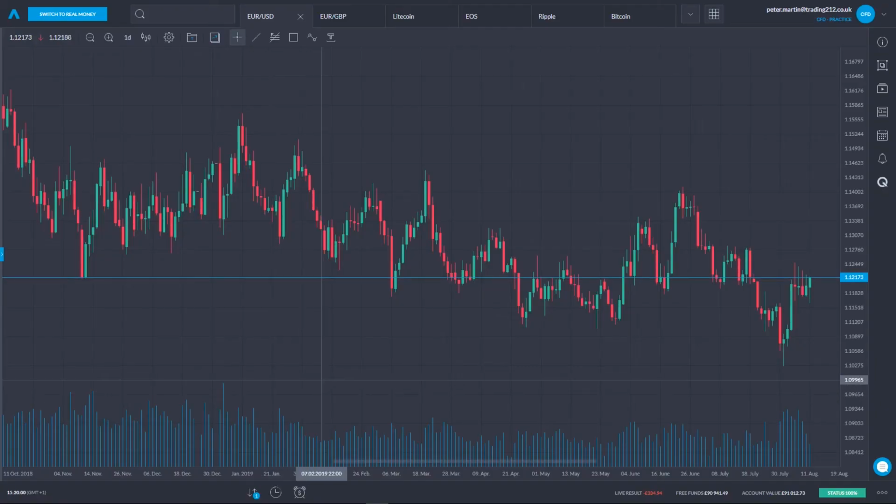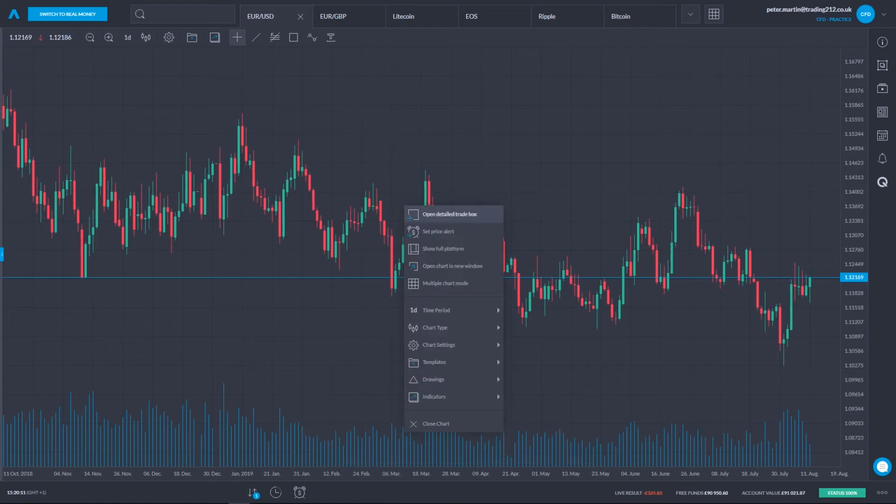So having introduced the euro against the US dollar currency pair, let's take a look now at how euro-dollar looks within Trading 212's web app. Here I am in Trading 212's web app, and I'm looking at a chart of euro against US dollar. Now what I'm going to do is just right click here and click Open Detailed Trade Box, just so that we can look at the price that we can trade at for euro against US dollar.